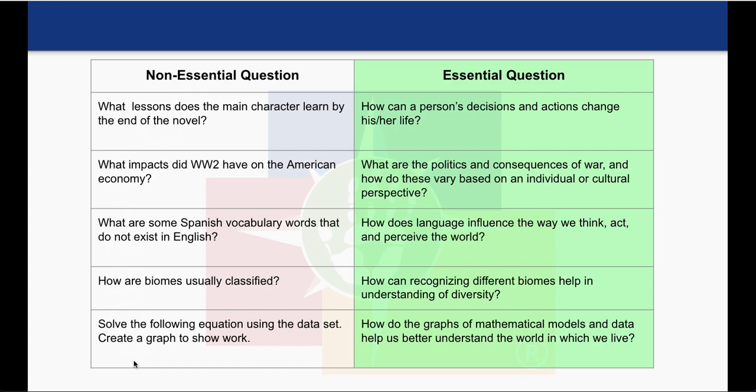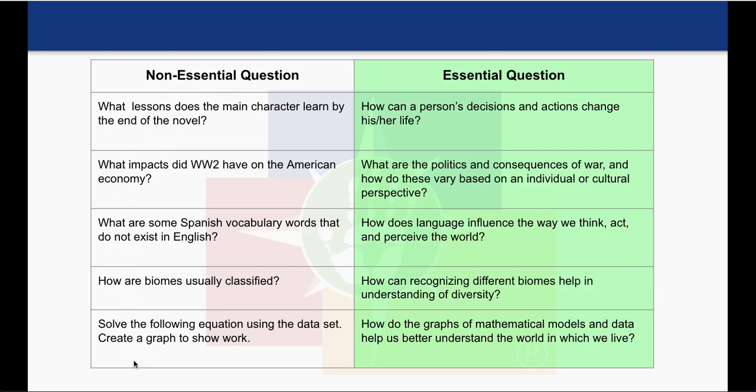Here's a science one. How are biomes usually classified? The essential version would read, how can recognizing different biomes help in understanding of diversity? The last one's a math one. Solve the equation using the data set, create a graph to show work. This is a question you might find on a quiz or maybe even on a worksheet. The essential question would be, how do the graphs of mathematical models and data help us better understand the world in which we live?